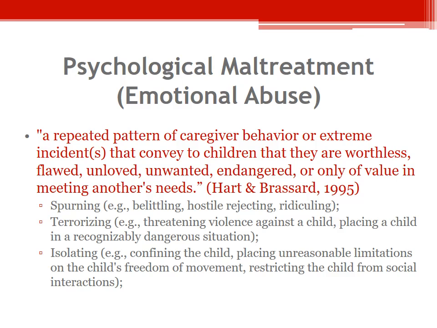Some forms of emotional abuse include spurning. This is where the child is ridiculed, hostilely rejected by their caregivers, or belittled repeatedly. Terrorizing. This is where physical violence doesn't necessarily happen, but is continuously threatened against a child, or when children are placed in recognizably dangerous situations in order to make them feel terror.